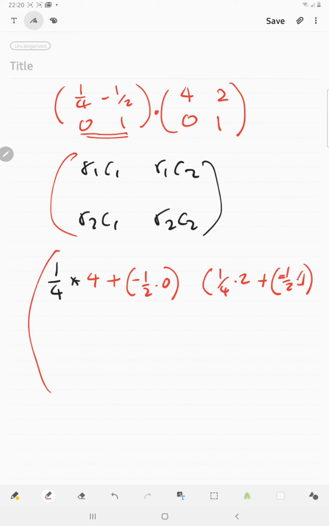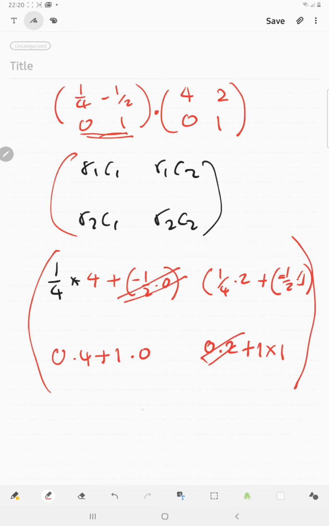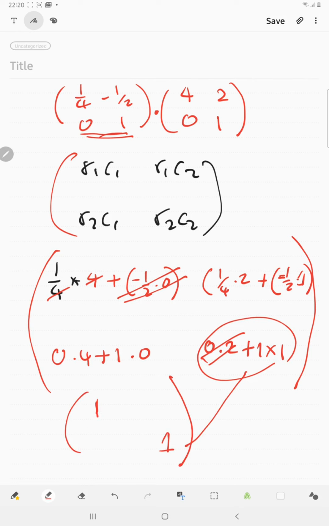Then in the second row, you're going to take this one. So it will be 0 multiplied by 4 plus 1 multiplied by 0. And then in the other one, it will be 0 multiplied by 2 plus 1 multiplied by 1. So at the end of the day, you can see that this one is a 0, this one is a 0, and this one is a 1. So I will have 1 and another 1 here. Now I need to find out the value for this point and that point.